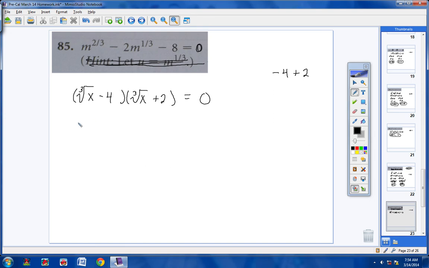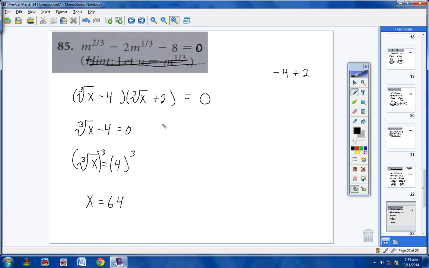And now let's take each one of these groups and solve them. So the cubed root of x, now by the way, do you see why it's the cubed root? Because I have 1/3. In the last problem we had 1/2, and 1/2 meant a square root. 1/3 means a cubed root. So I have the cubed root of x minus 4 equals 0. Bring the 4 over and make it positive. Now how do you get rid of a cubed root? Well, you cube both sides. So when you cube a cubed root, you're left with the inside. When you cube 4, you get 64.